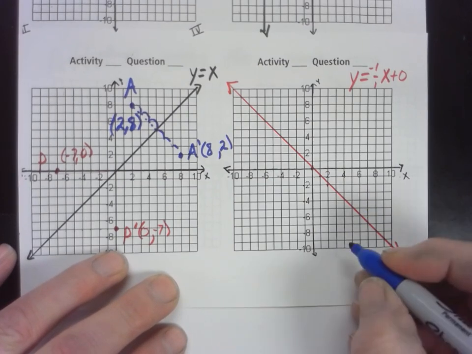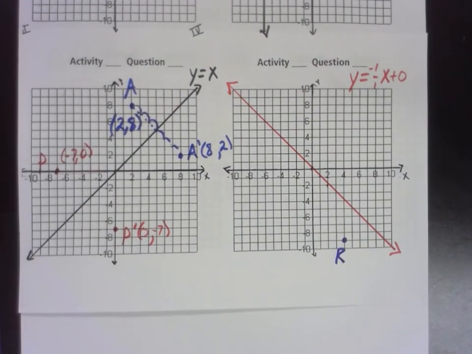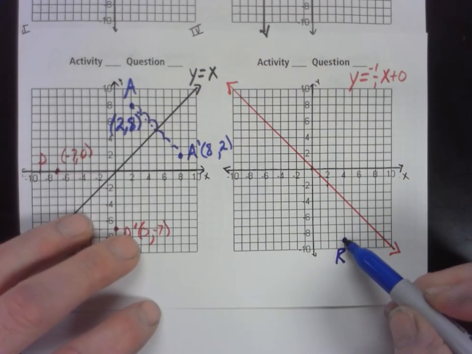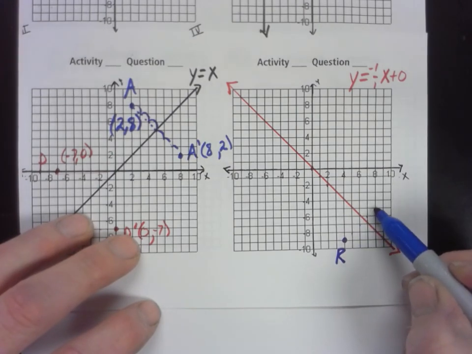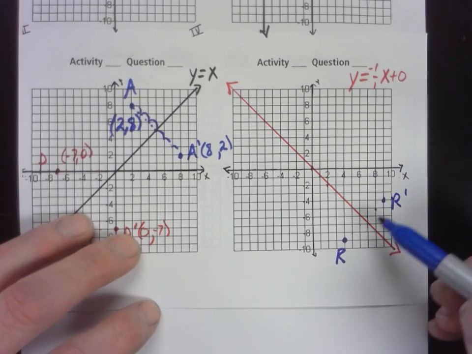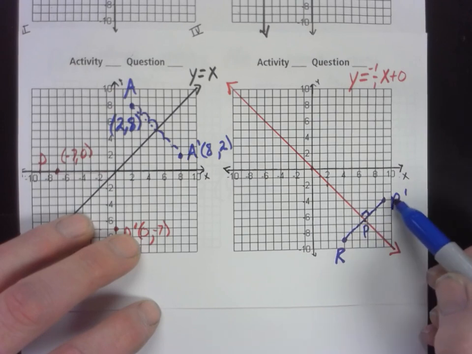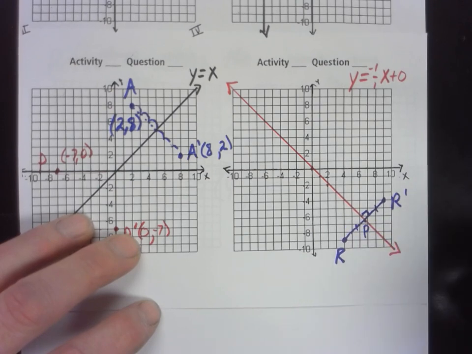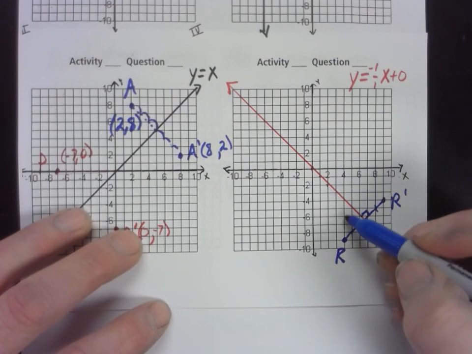So if I just put a point here somewhere, we'll call it point R. Can we reflect it? Let's see. I'm going to count diagonals. 1, 2, and a half. A half, 1, 2. R prime. Let's see, does that look like they're connected by a perpendicular line? Do RP and R prime P look congruent? There you go. So R is the point, where are we? 4, -9?